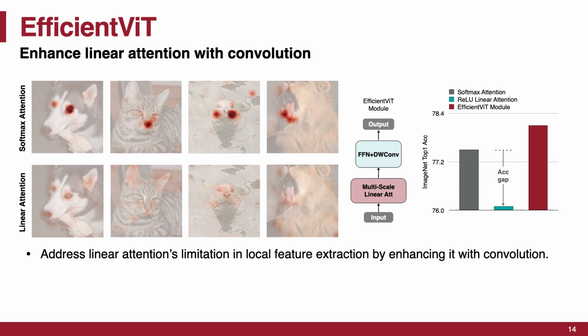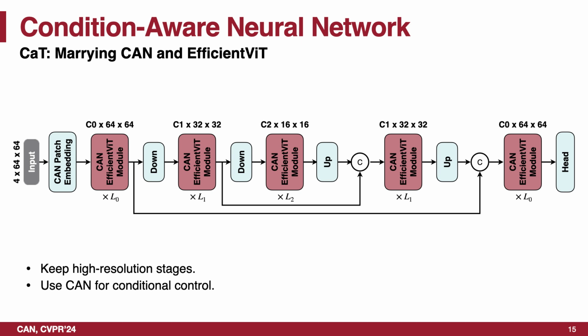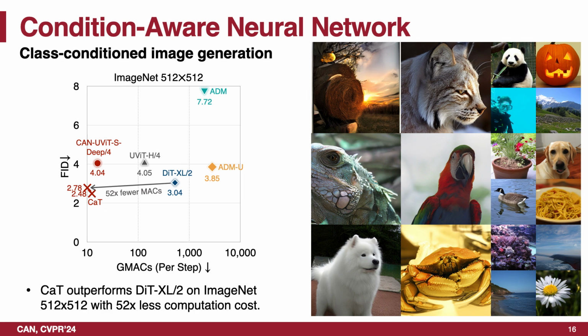In EfficientViT, we introduce a simple but effective solution to address this. Since linear attention is not good at local feature extraction, we enhance it with convolution that has shown good capacity in capturing local information. In this way, we combine the best of both worlds, having linear attention focus on contextual information and letting the convolution focus on local information. Combining CAN and EfficientViT, we get a new family of diffusion transformers called CAT. Here we show our final results on class conditioned image generation on ImageNet. CAT achieves a lower FID than DiT-XL with 52 times less computational cost. It shows the potential of using CAT for edge AI applications.